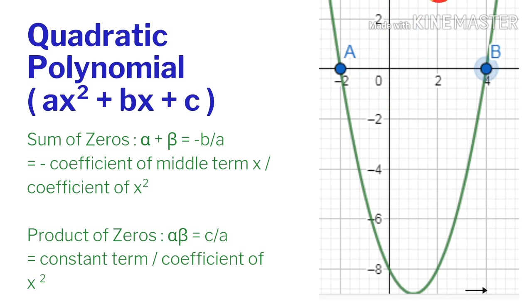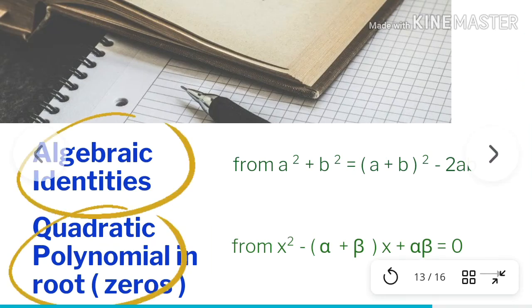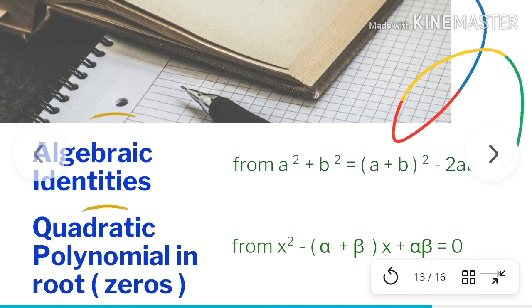Sum of the zeros is given by the equation alpha plus beta is equal to minus b by a, and product of the zeros is given by alpha into beta is equal to c by a, where a is the coefficient of x square, b is the coefficient of the middle term, and c is the constant term. These are some of the algebraic identities and the quadratic polynomial in roots which you will require in the chapter.